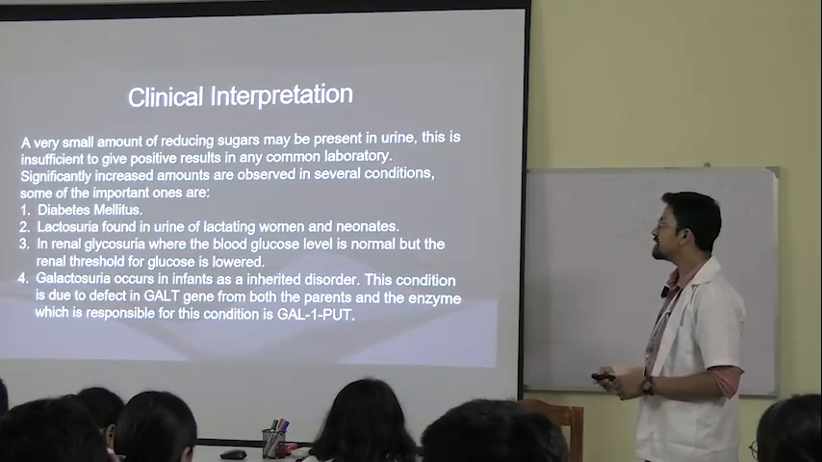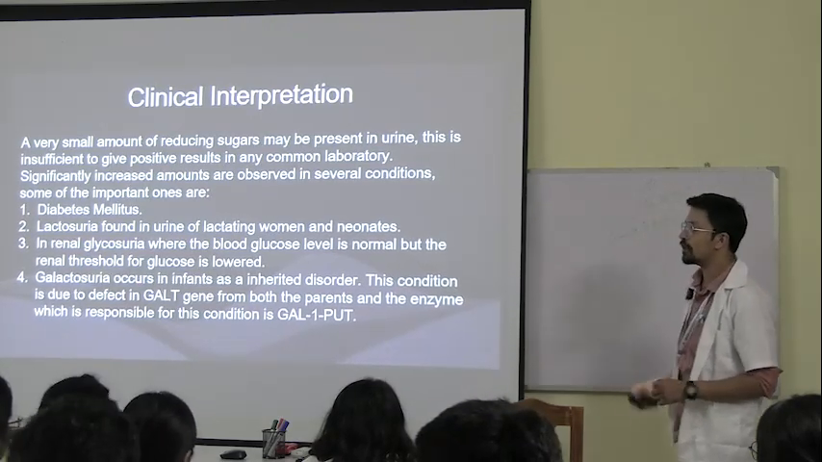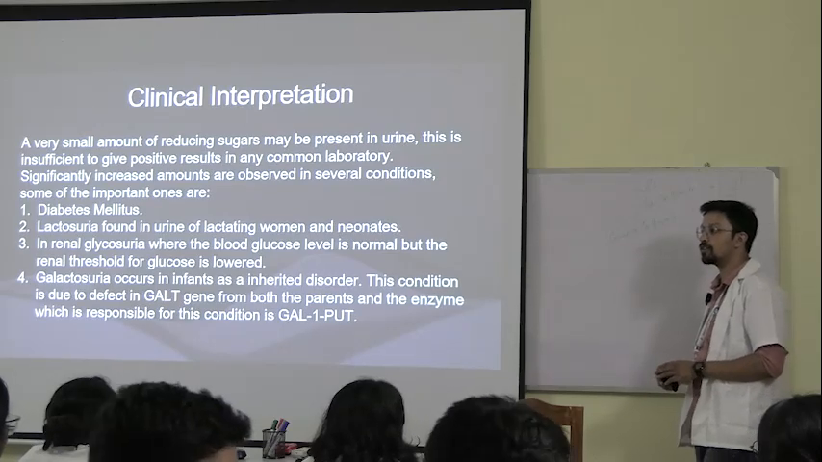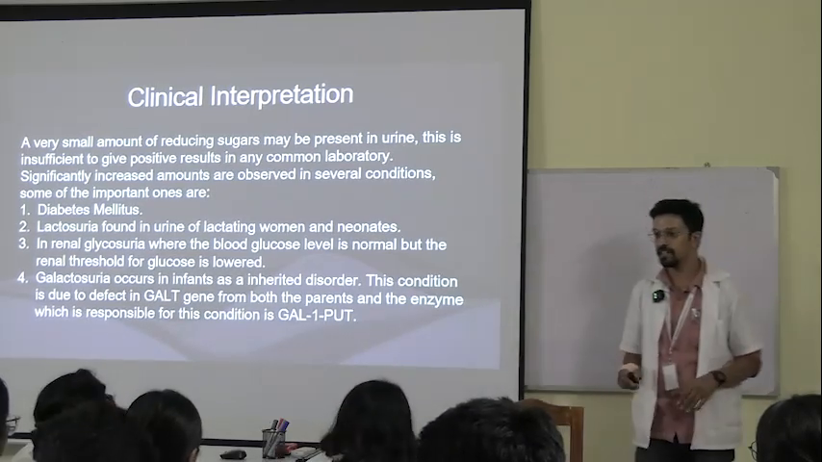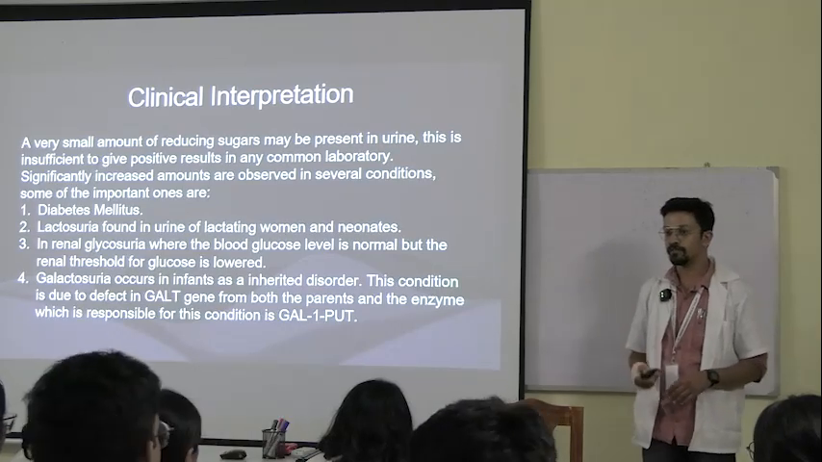Now galactosuria is a condition which is an inherited disorder. What is an inherited disorder? Inherited disorder means by birth. If you are getting the disease from birth, that is an inherited disorder. And what is an acquired disorder?